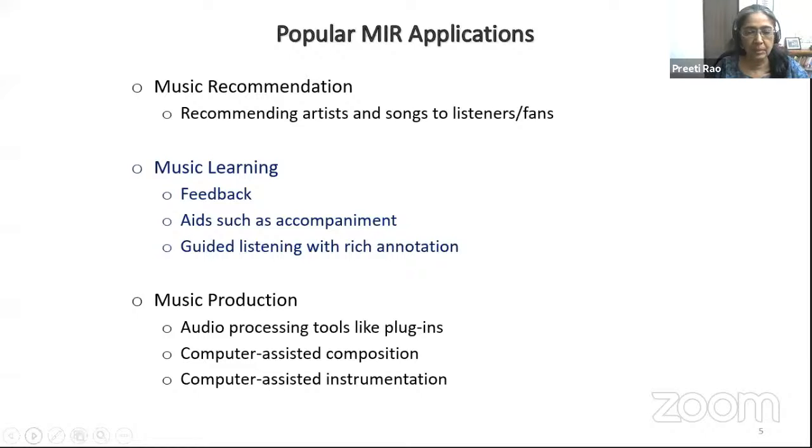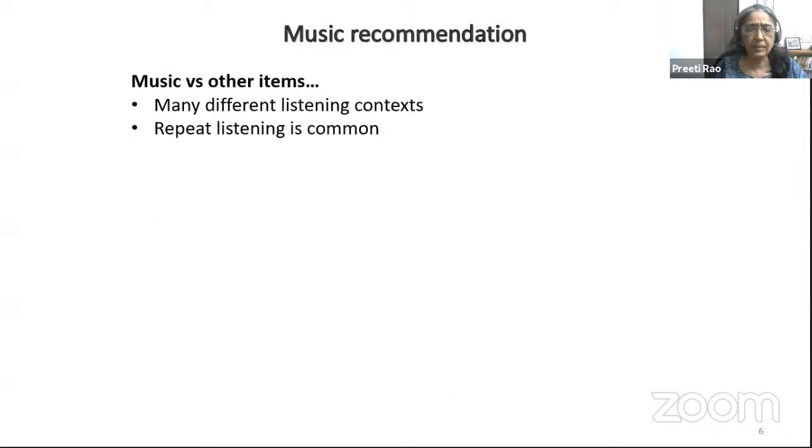I mean, we are familiar with plugins and all, which involve some audio processing tools that are available to people to apply to music that they might be putting together. Computer-assisted composition, that is suggestions to composers, and ultimately, of course, it's only an aid to the creative process. And computer-assisted instrumentation, about, let's say, generating an orchestral background to a simple melody that one might have composed. Okay, music recommendations.